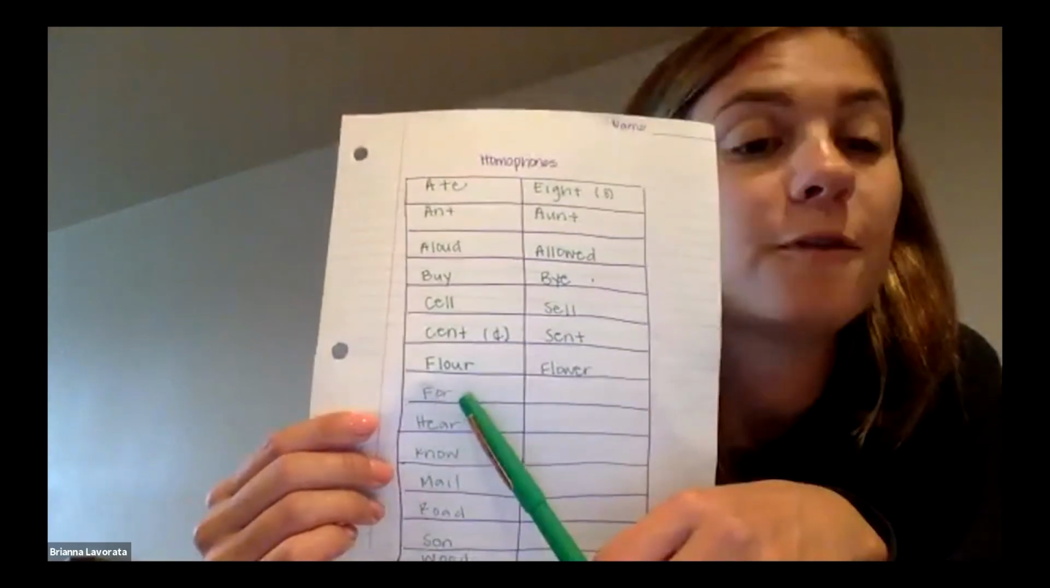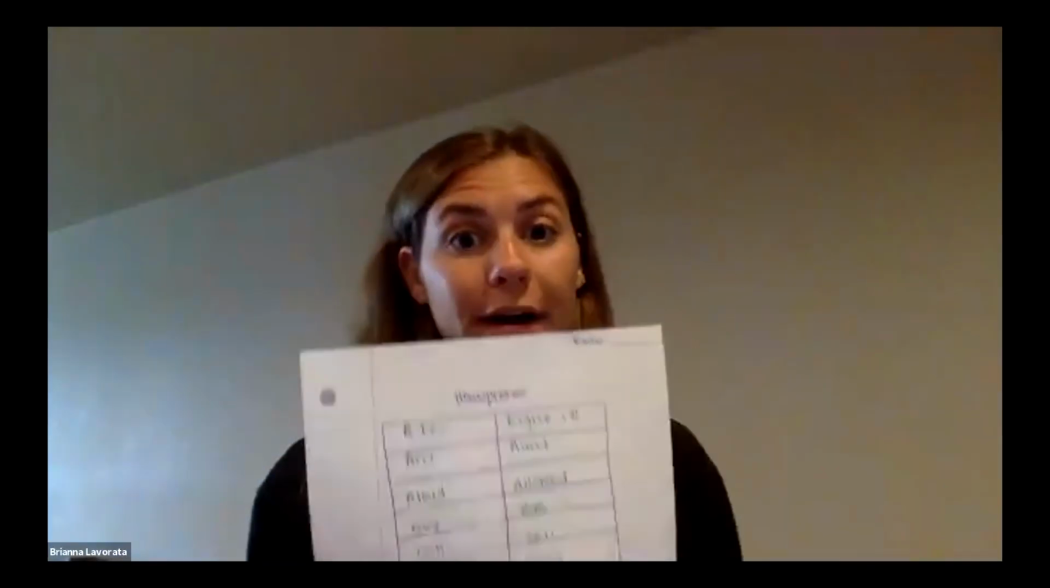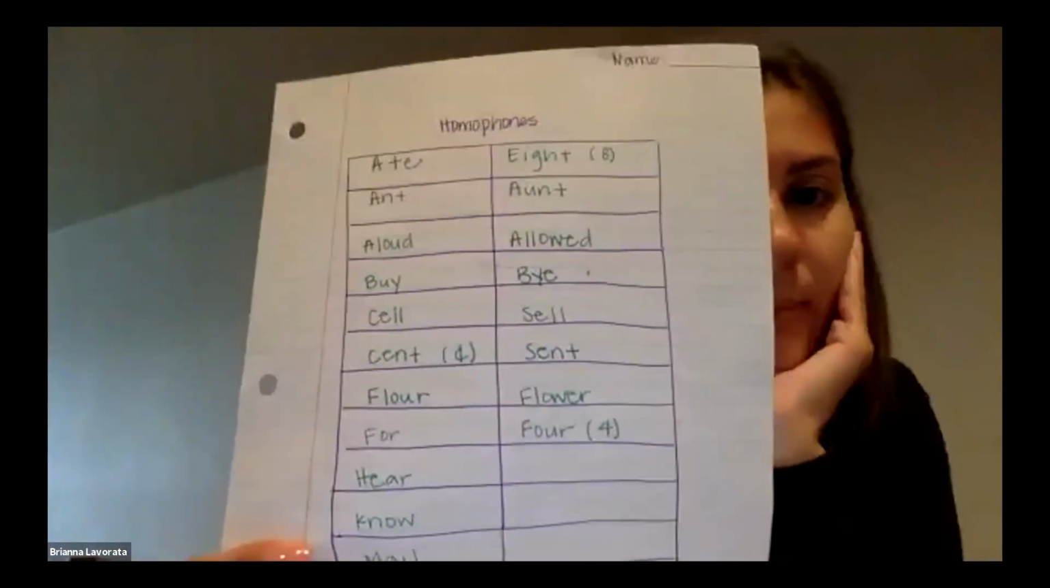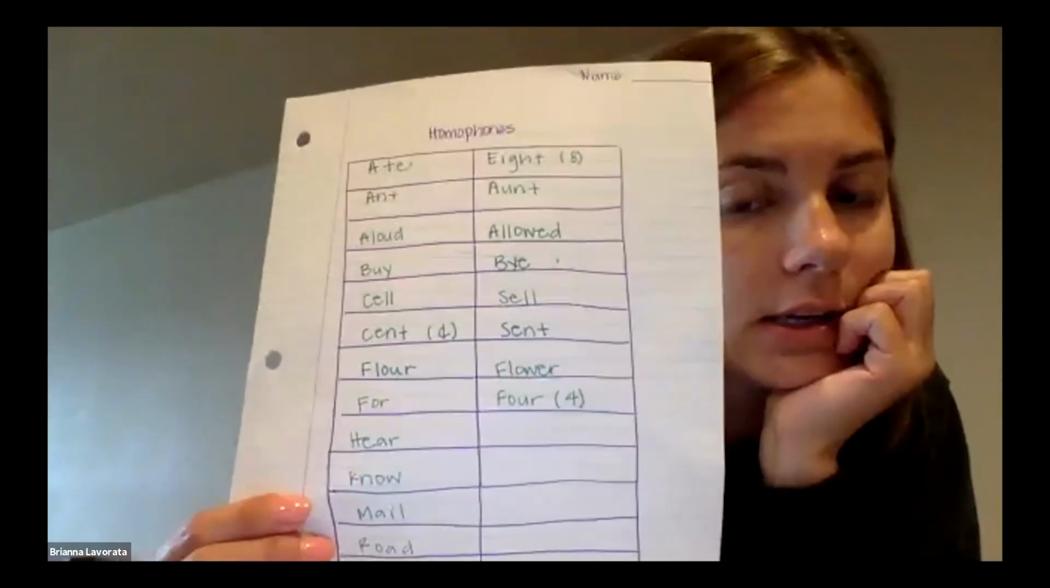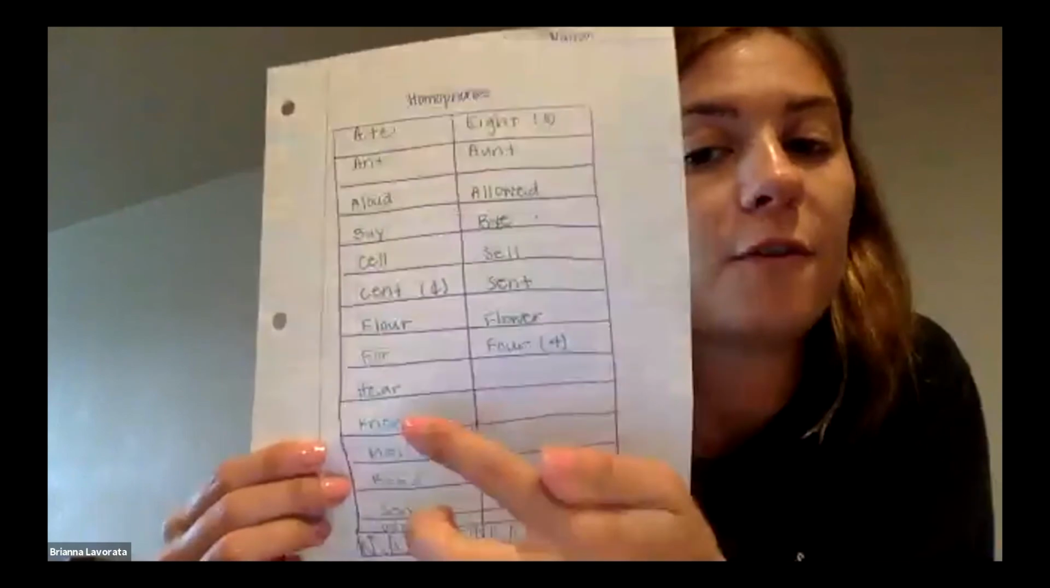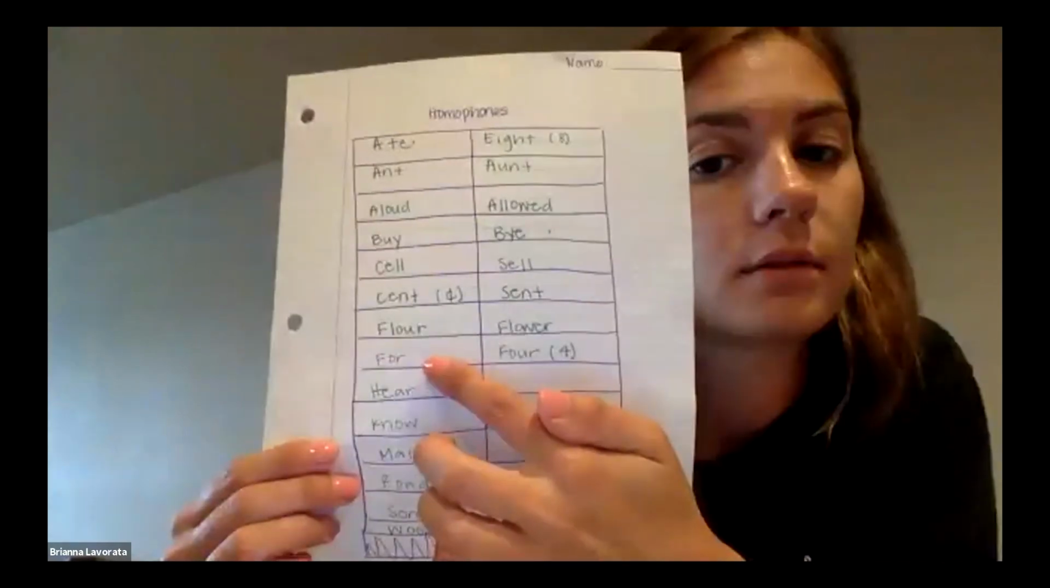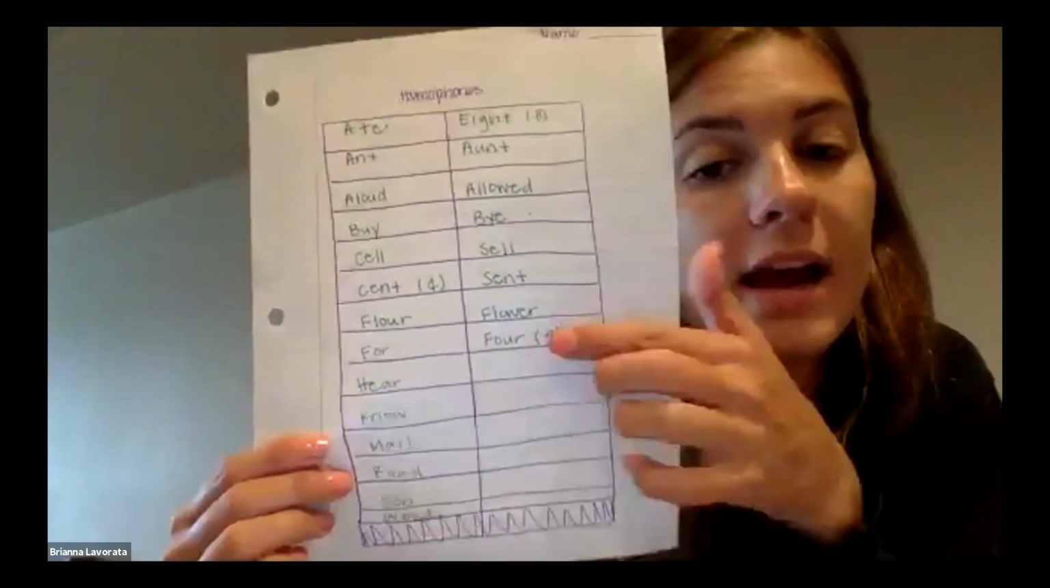Our next one is for, okay? I brought a gift for you. Or we have the number 4. Four. Okay, and if you want, you can write the number 4 just so it helps you remember, like we've kind of been doing for some of these different words. Okay, so we have for and we have the number 4.